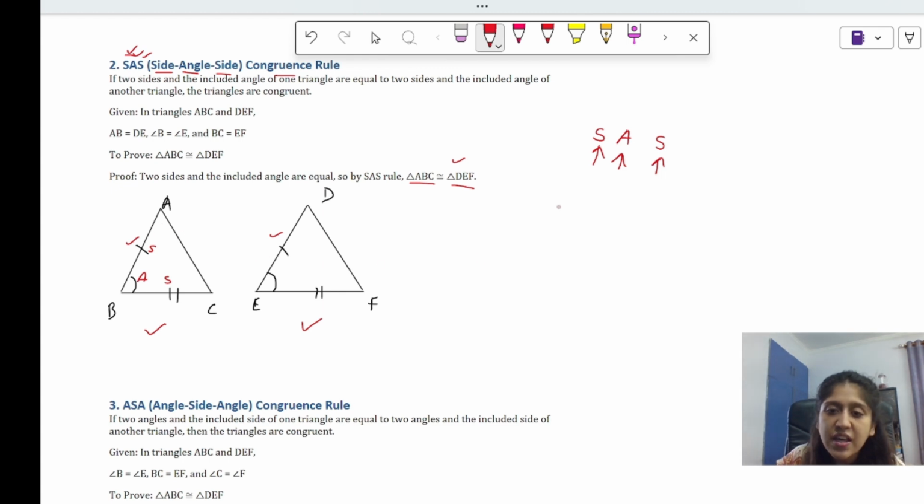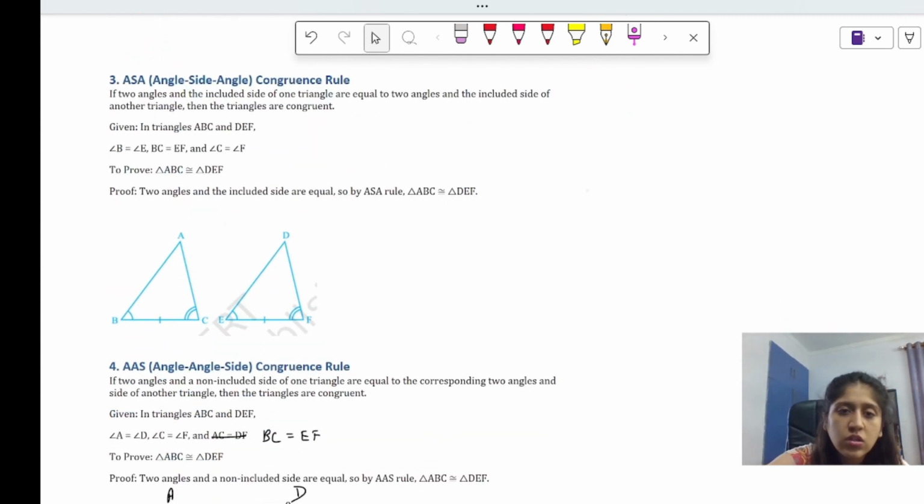क्या बोला मैंने? SAS means a side is equal, then an angle is equal and then a side is equal. So this should be actually consecutive. क्या मतलब हुआ इसका? Side, then immediate angle should be equal and then immediate side should be equal. मेरे words पे ध्यान देना because this is very important. ठीक है, so this has to be remembered.